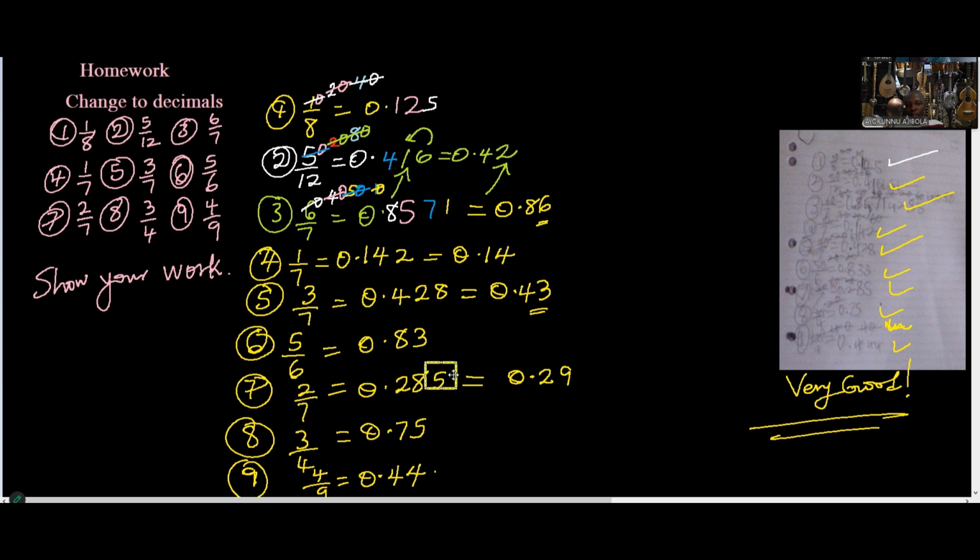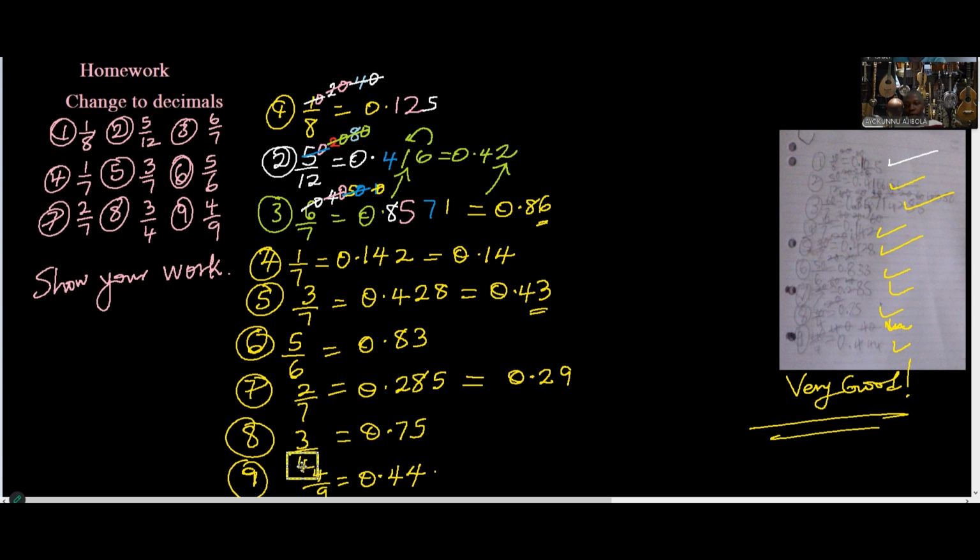Then 2 over 7 goes the same manner: 7 in 2 is 0. 7 in 20 is 2, that's 14. Remainder 6, 7 in 60 is 8, that's 56. Remainder 4. And 7 in 40 is 5. Then it can just continue, but we terminate it on the second digit. We write the 8 as 9 because of this 5 that can round this up to 9.